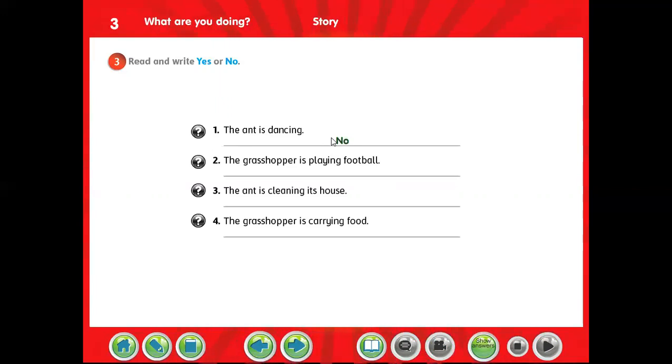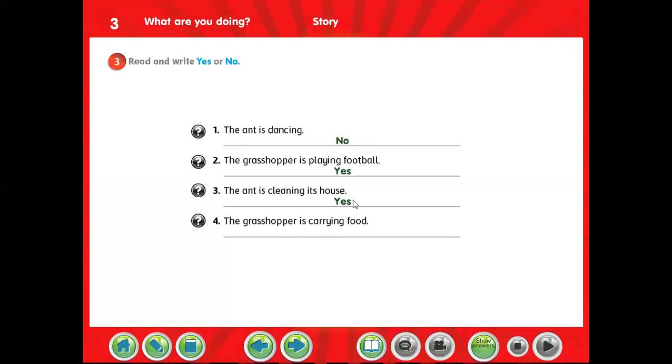Another student, okay? Camila Torres, can you read number 2, please? The grasshopper is playing football. Yes. Very good. According to the story, the grasshopper is playing football. Good. Abigail, can you read number 3, please? The ant is cleaning its house. Yes. Very good. Remember, the ant is cleaning its house. Thank you.